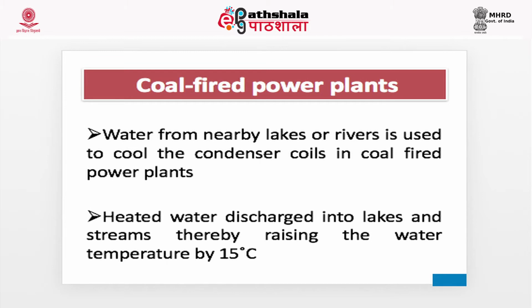Coal-fired power plants are also contributing to the thermal pollution as they take water from nearby lakes or rivers to cool the condenser coils. That heated water is discharged into lakes and streams, thereby raising their water temperature at least by 15 degrees Celsius. That heated effluent decreases the dissolved oxygen content of water, resulting in the death of aquatic organisms, and sudden fluctuations of temperature also lead to thermal shock that can kill aquatic life to a large extent.